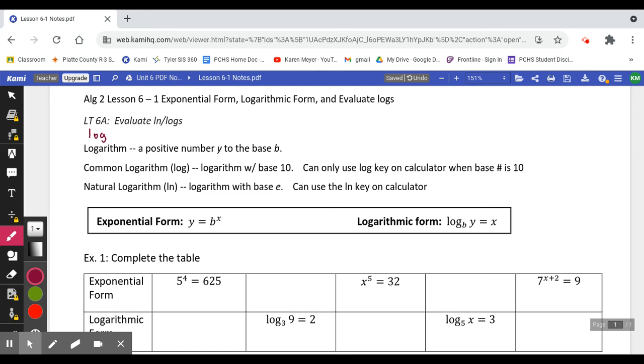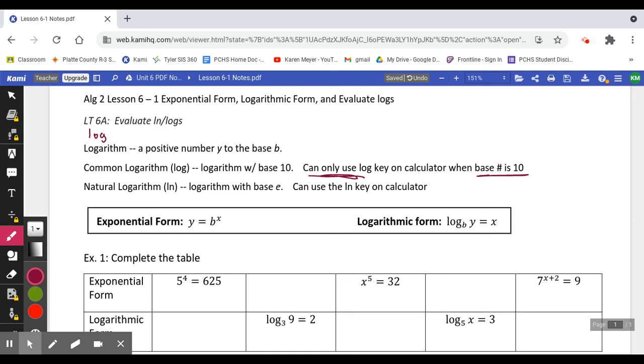In a log, basically, its basic definition is a positive number y to the base of b. Then we have what we call common logs, which are the ones you can use with your calculator. You can only use the log key when the base is 10. That's what we call a common log, a log with a base of 10. So that's the only time you can use the log button on your calculator.